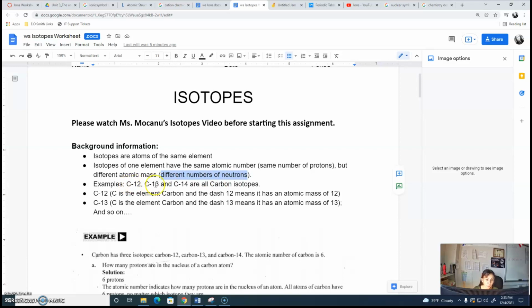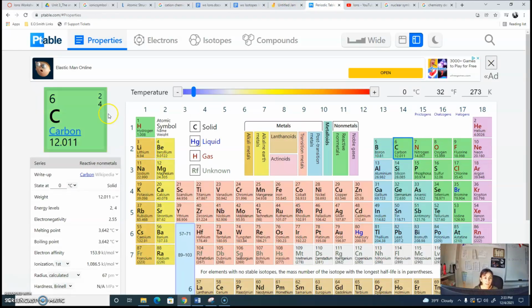Now, in this example, C-12, C-13, and C-14, we are dealing with carbon. Since we're dealing with carbon, all three isotopes must have the same atomic number. That's really important. They have the same number of protons because it's carbon. Carbon is carbon. You look it up on your periodic table, and the number of protons is always going to be 6. It doesn't matter if it's carbon-12, carbon-13, or carbon-14. That is given by the atomic number.